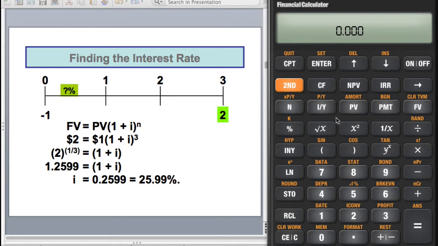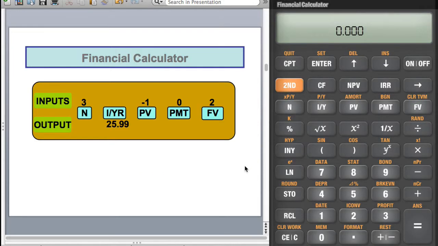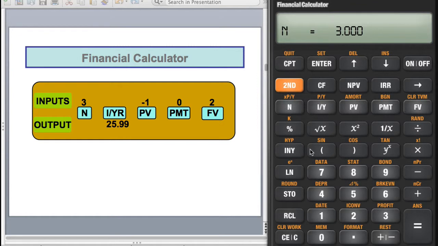You hit the on/off button, and here are the keys. So N equals 3, present value is -1, payment is 0, and future value is 2. Hit compute, I/Y, and that's 25.99%. So you can double your money in 3 years if the interest rate per year is 25.99%. That's basically what this problem is about.